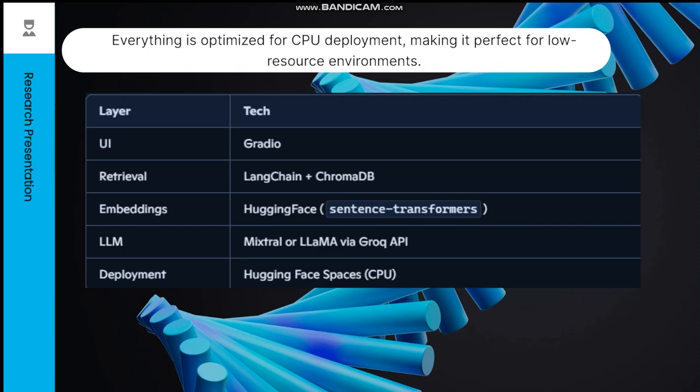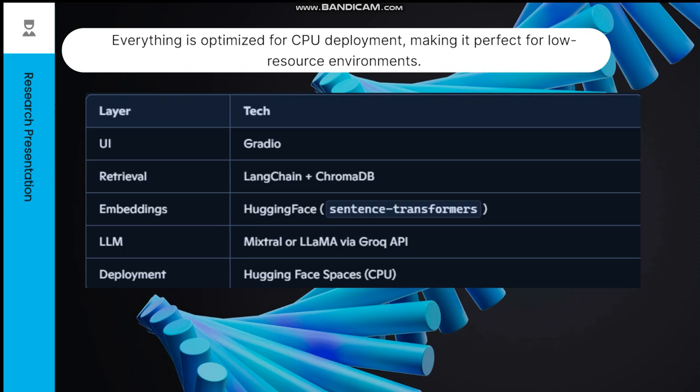Let's dive into the technology stack that powers Epidemius. For the UI layer, we have used Gradio, a lightweight Python UI framework, to design an intuitive interface where users can input their symptoms. Next, we have the retrieval layer. We employ LangChain integrated with Chroma DB for managing the retrieval logic. This layer is responsible for fetching relevant medical data.